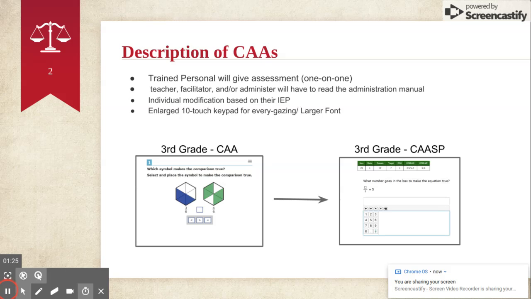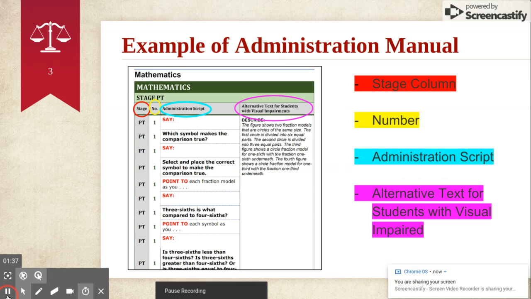As we see in a 3rd grade mathematical practice test, you can tell the difference. There are more shapes and bigger font, as compared to the CAASPP test. Here I'll provide an example of an administration manual. This is what the teacher follows through this California Alternative Assessment test.